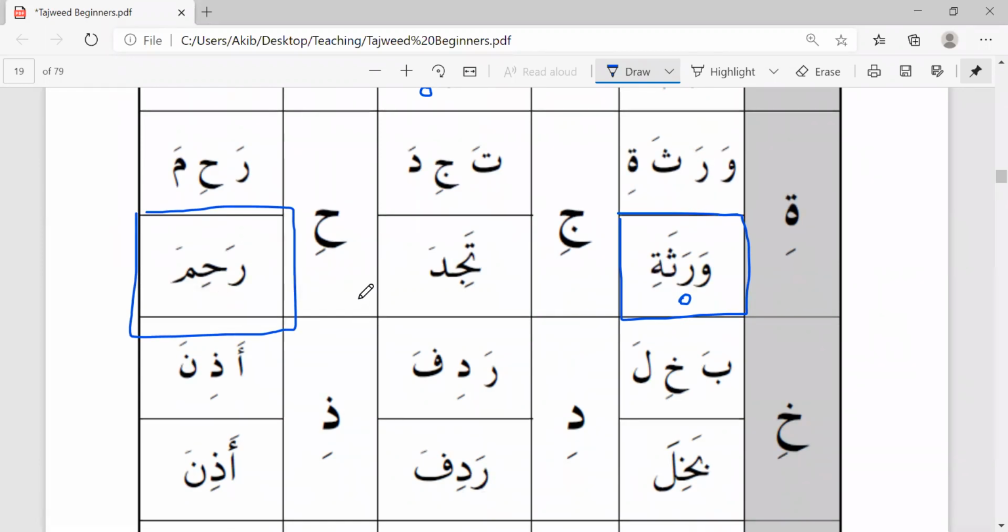Are there any heavy letters? On that one, I believe the Ra has just got a zabar above it. Yep, fantastic. So Ra, he, Rahi, ma, Rahima. That was good, mashallah.